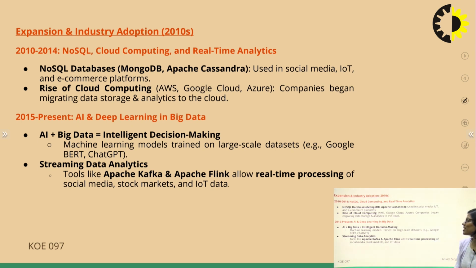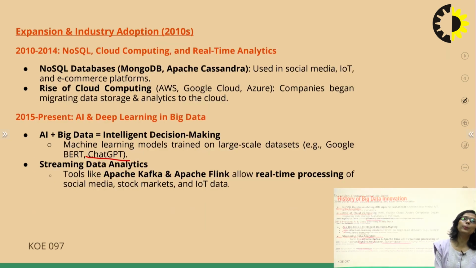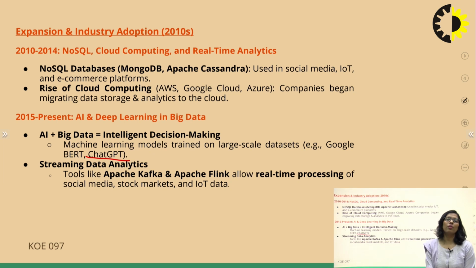We are using BERT and ChatGPT for storing large amounts of data, and this data is analyzed by ChatGPT to give you some new information. And also we are using Apache Kafka and Flink to allow real-time processing of social media, stock market and IoT data. So basically we started with the 3V model, and then we went through GFS, that is Google File System, MapReduce, then Hadoop, then NoSQL, then cloud, and now we are at intelligent decision making using ChatGPT models, BERT models, and lastly we are dealing with streaming data analytics. We are still working on it and we will do better in future.